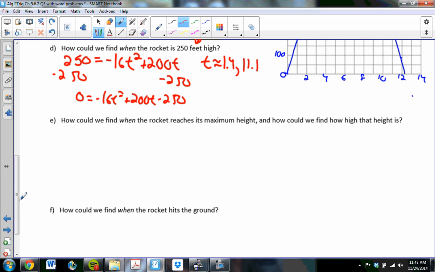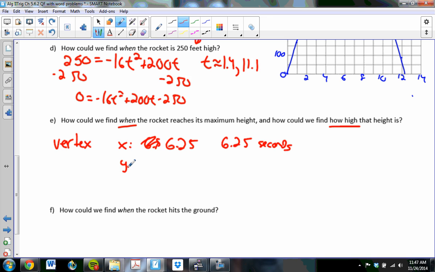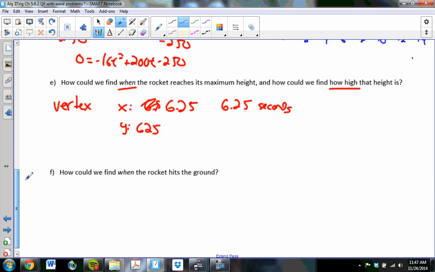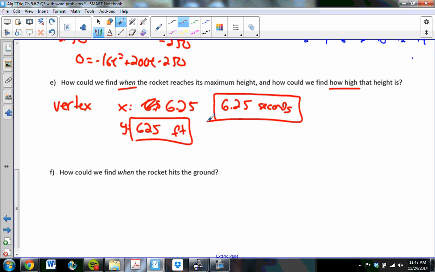Next, how can we find when the rocket reaches its maximum height, and how can we find how high that height is? There's 2 questions here. There's a when, and there's a how high. There's a time, and there's a height. Well, luckily, we've already found this. This is just a vertex. The x-coordinate of the vertex was 6.25, which is really t in this case. It was 6.25 seconds. The y value of the vertex was 625, I believe. Is that right? Yep, 625. That's the height. It went 625 feet high, and it reached that height at 6.25 seconds. That's 2 components, x and y, which in this case was time and height.